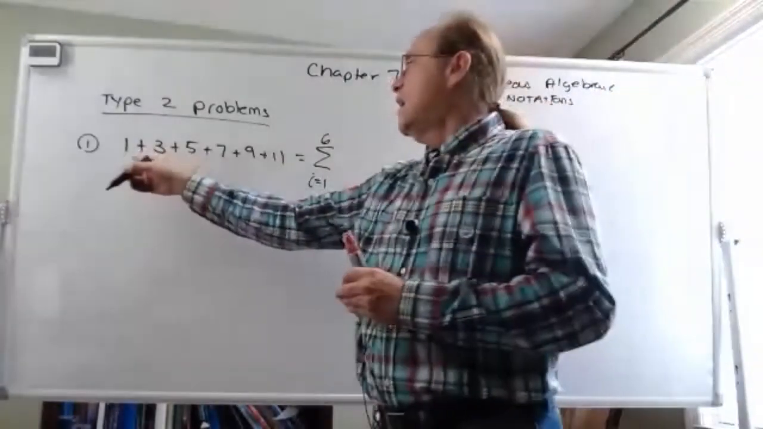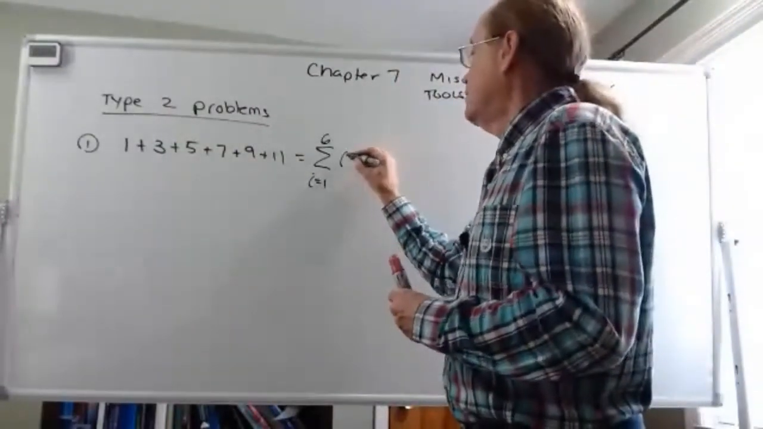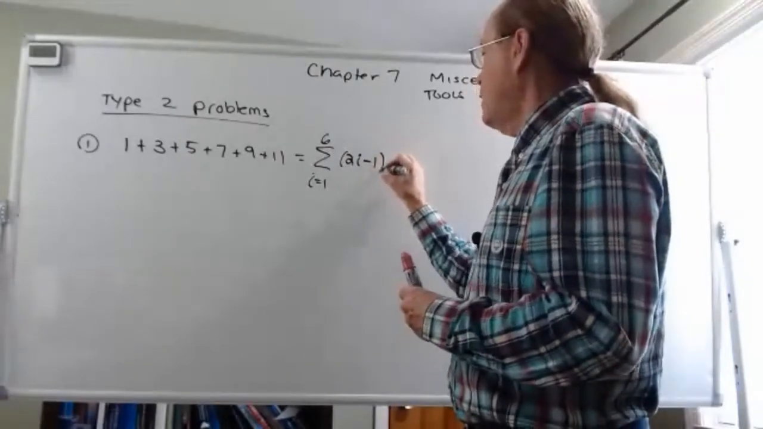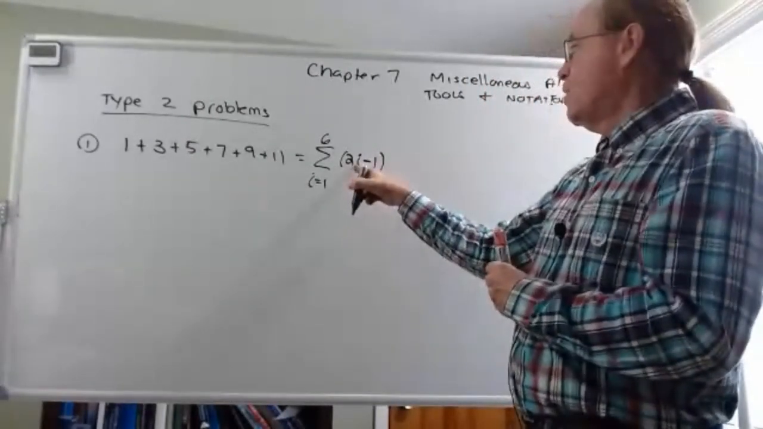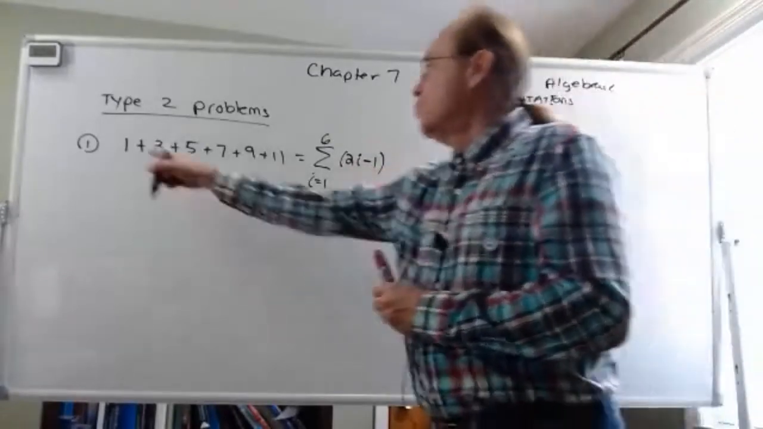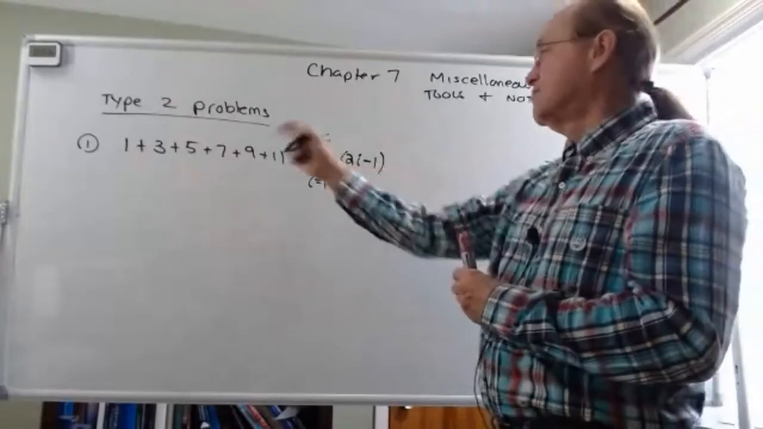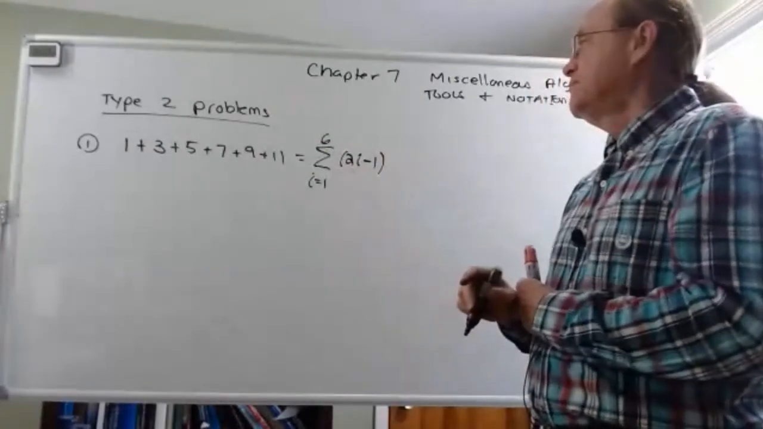Notice these are odd numbers. Well, how could I write an odd number? Well, I could write it as 2 times i subtracting 1. Put in i is equal to 1. 2 minus 1 is 1. Put in i is equal to 2. I get 4 minus 1 is 3, etc. So that's how I would write this.